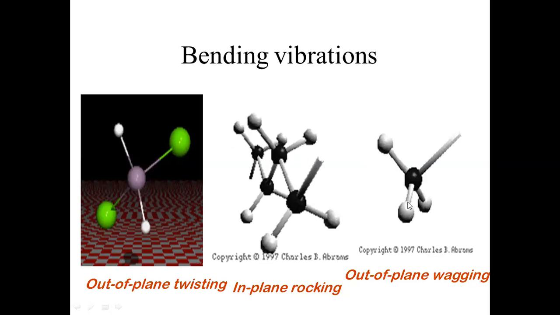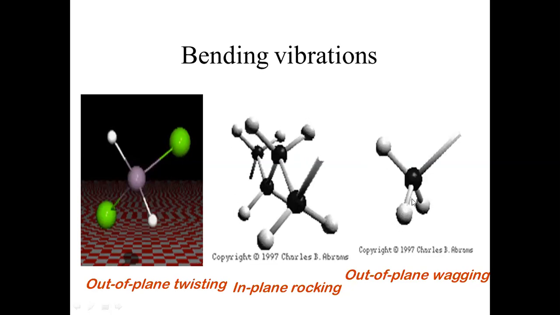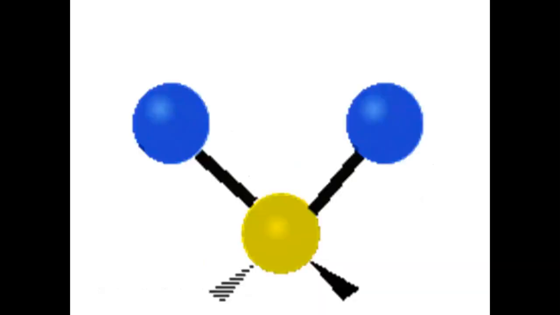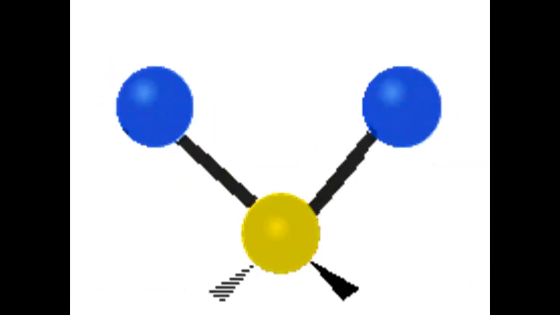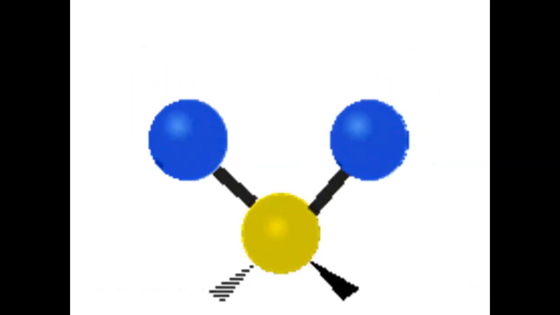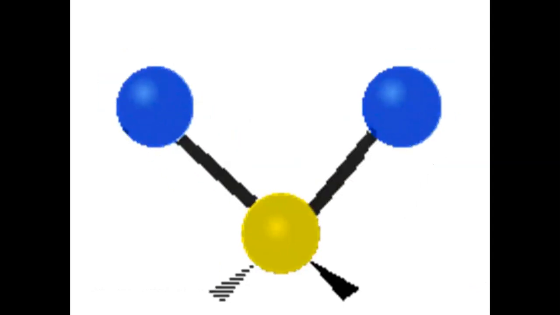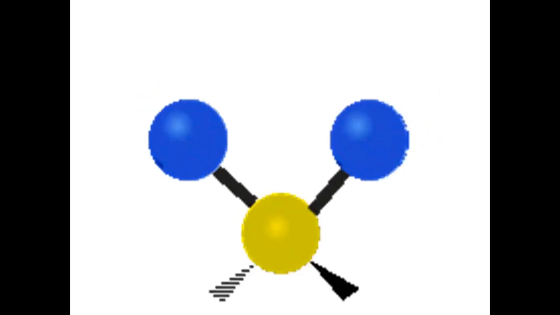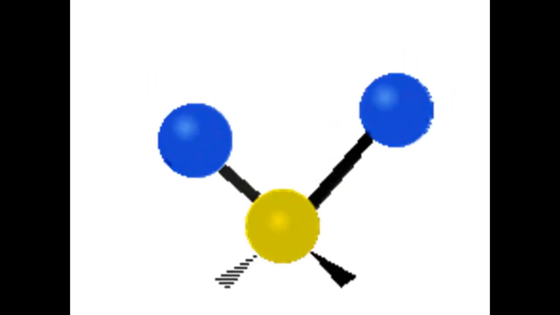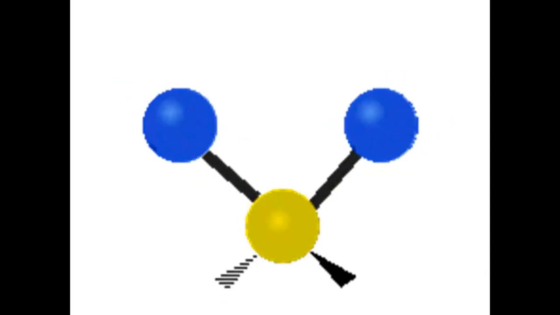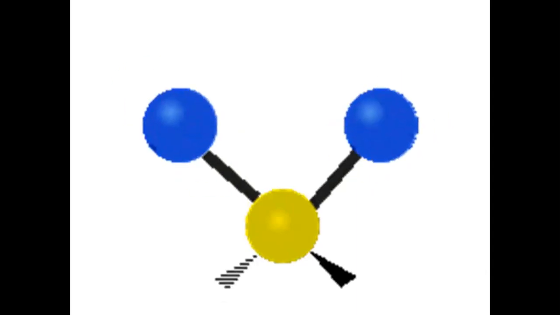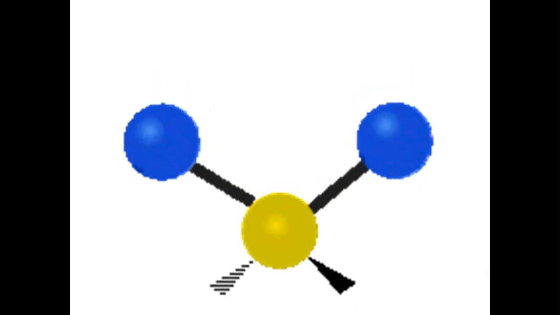So the atoms are moving in and out of the plane, in agreement, and that's why you call this a wagging kind of vibration. Okay, so just test yourself. What kind of vibration is it? This is a symmetric stretching vibration. This is an asymmetric stretching vibration. The bond length is changing and the atoms are not in agreement. So this is an asymmetric stretching kind of vibration.